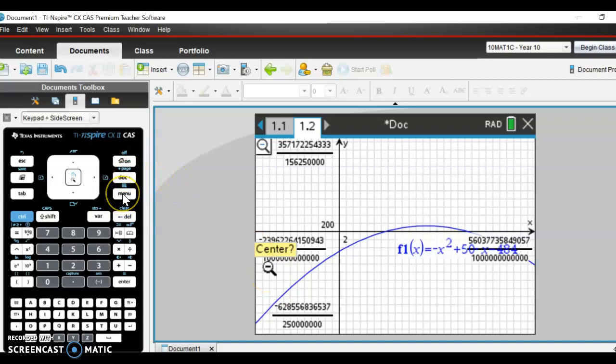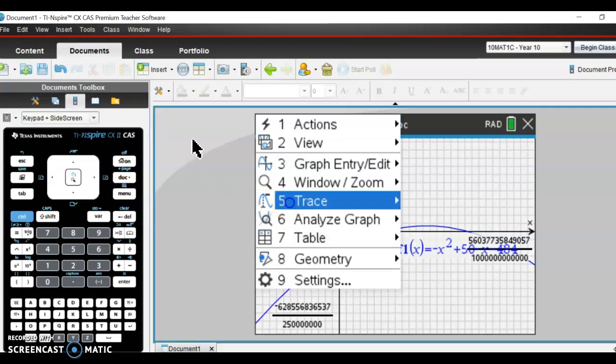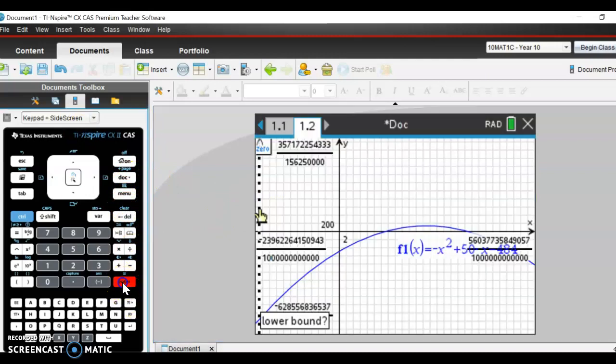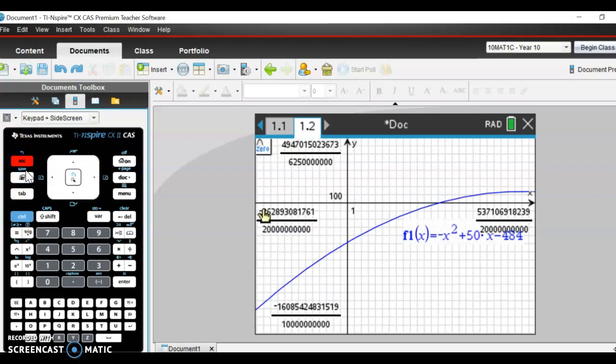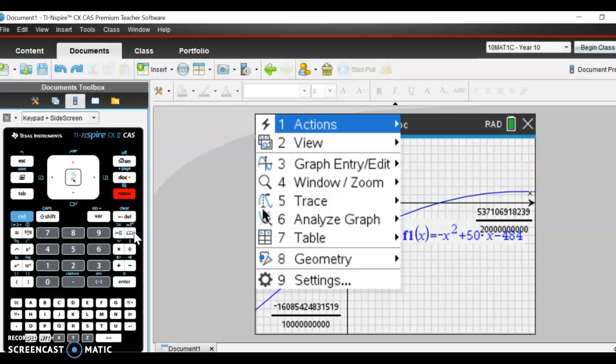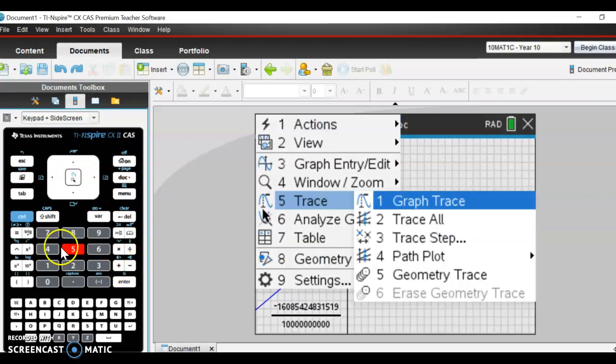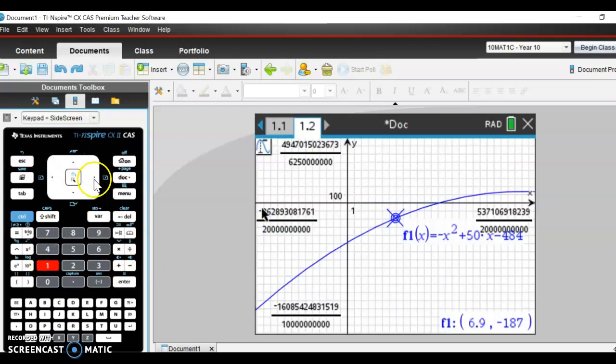So menu, trace, graph trace, and cursor across. Oops, pressed something extra. Okay, so menu, 5 for trace, 1, and cursor across. And there's our 13.1 centimeters or 131 millimeters.